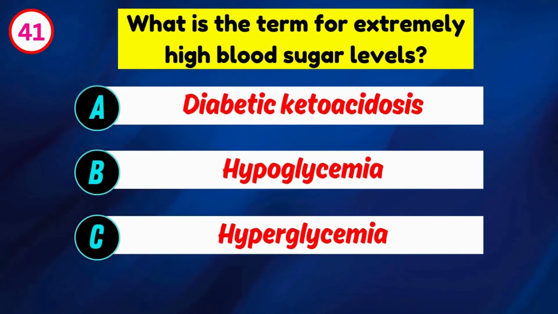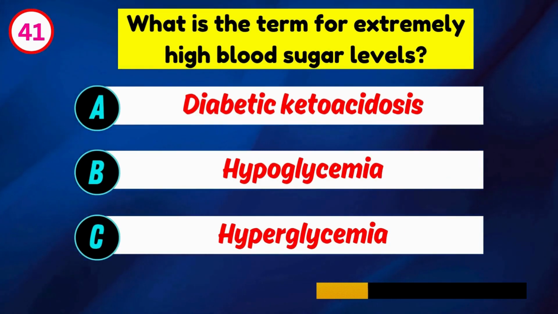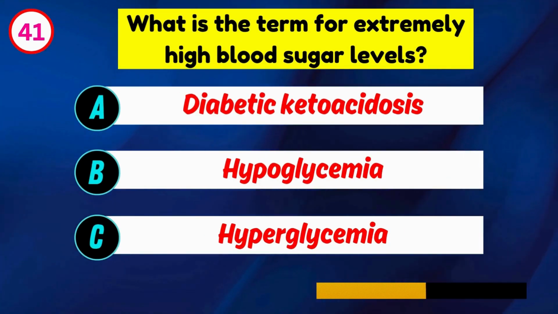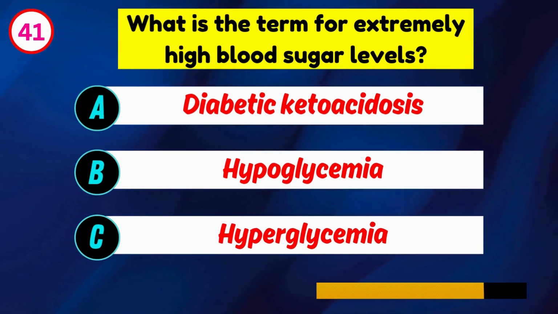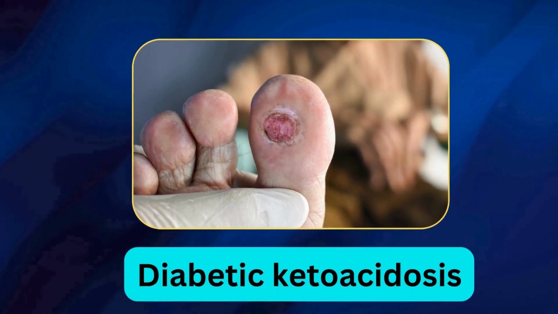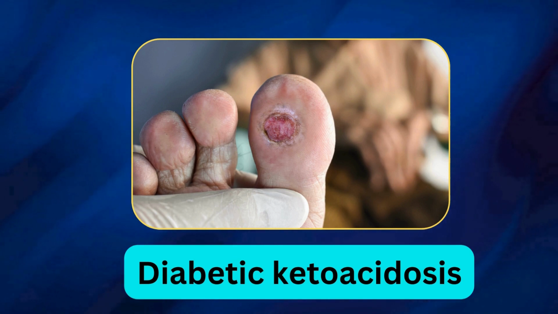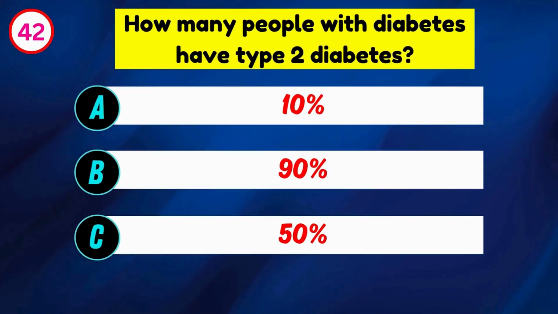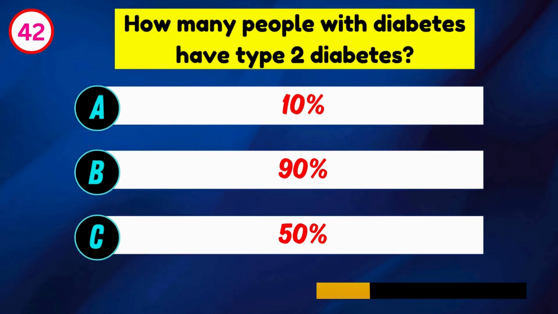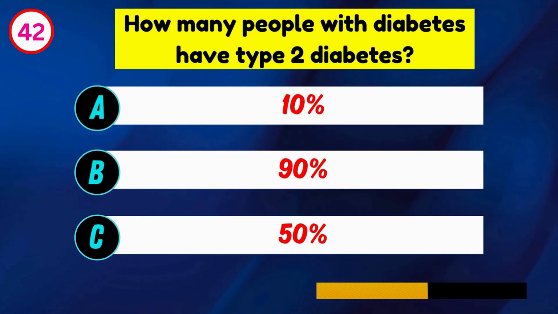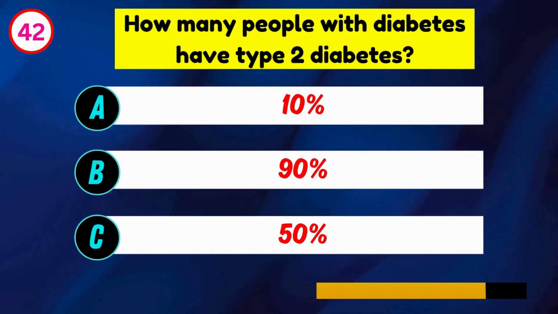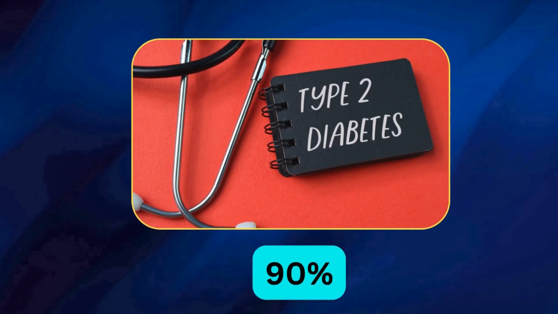What is the term for extremely high blood sugar levels? Diabetic ketoacidosis, hypoglycemia, hyperglycemia. Diabetic ketoacidosis. How many people with diabetes have type 2 diabetes? 10%, 90%, 50%. 90%.